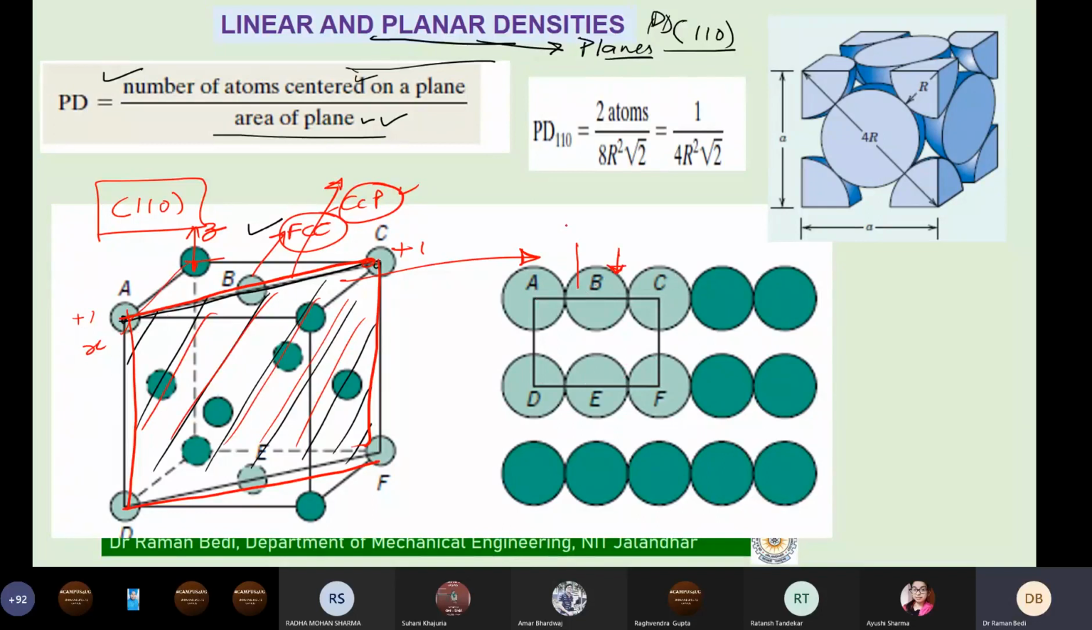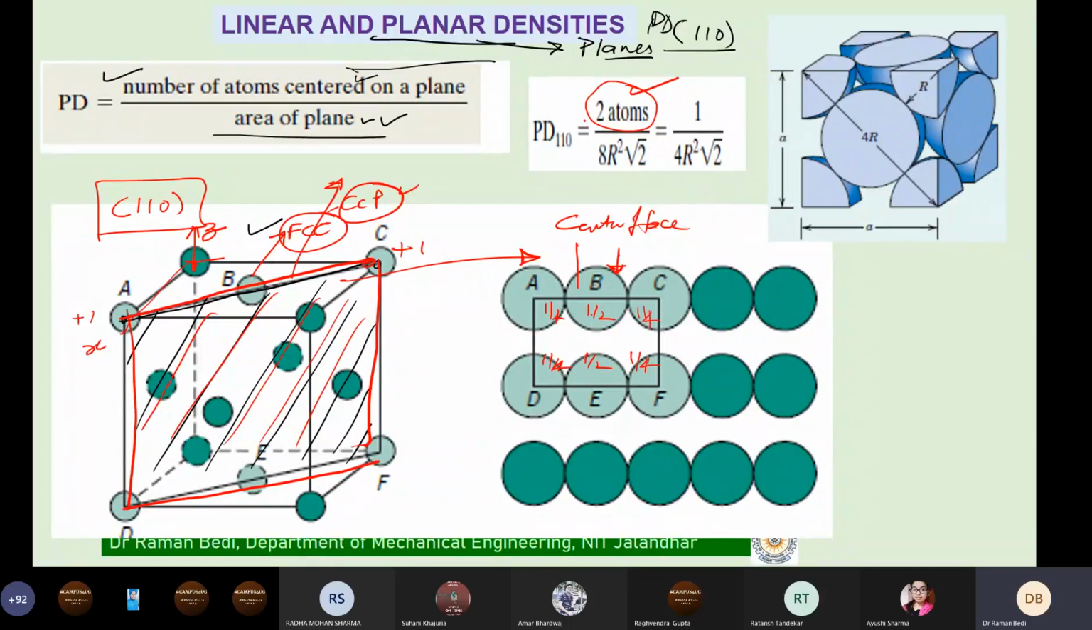The B and the E atoms are at the center of the face, and A, C, D, F are at the corners. So the total atoms available to us are half of this, 1/4 of this, 1/4 of this. So the number of total atoms remains 2. That is, this is 1, and 1/4 into 4 is again 1. So the number of atoms centered on the plane is 2, and then we need the area of the plane.